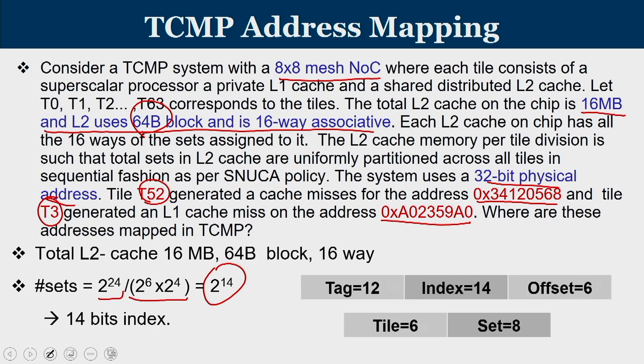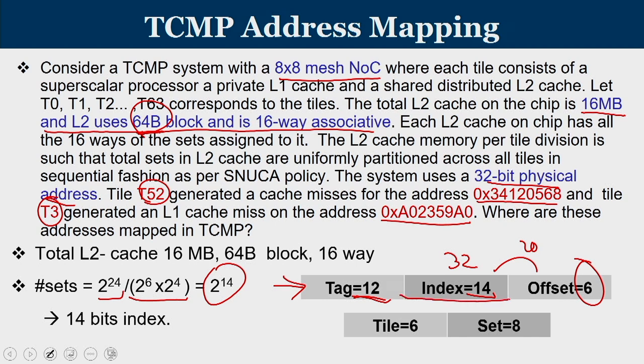Now, if you look at the address, I am talking about a 32-bit physical address having a 14-bit index. This is cache memory principle what we have learned. So, the 32-bit address is divided into 14 bits index and since the block size is 64 bytes, which is already mentioned, the last 6 bits are used for offset. So, that makes 14 plus 6 equal to 20, and 32 minus 20, I have a 12-bit tag.